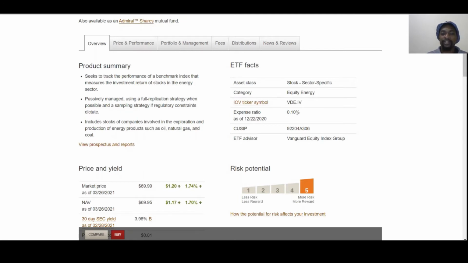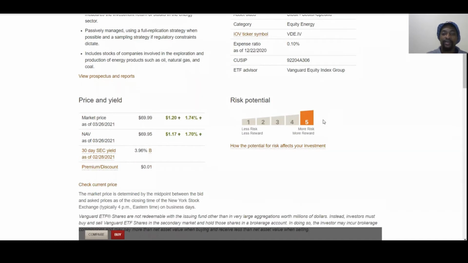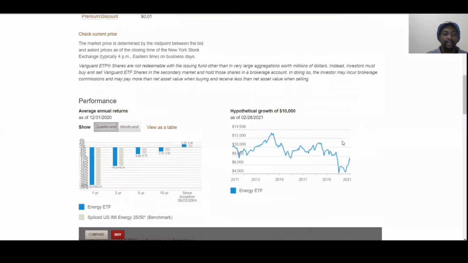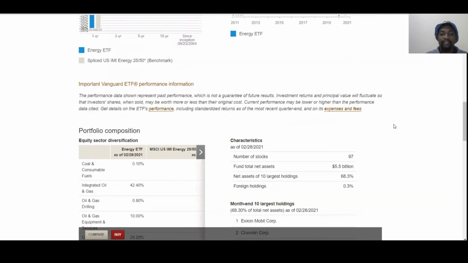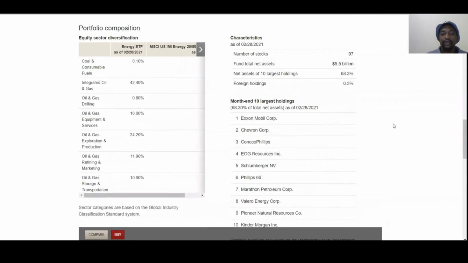So you see the expense ratio of this ETF is also 0.1, and the risk potential is more risk, more reward. And then previously this ETF has been not necessarily on a downtrend, but between 2011 and 2021, especially from somewhere around 2018 all the way to 2021, or just somewhere in 2020, we wouldn't have bought this ETF because it underperformed the market. Basically, we have a filter of the ETFs that we want to buy from time to time. We don't just buy all the ETFs.